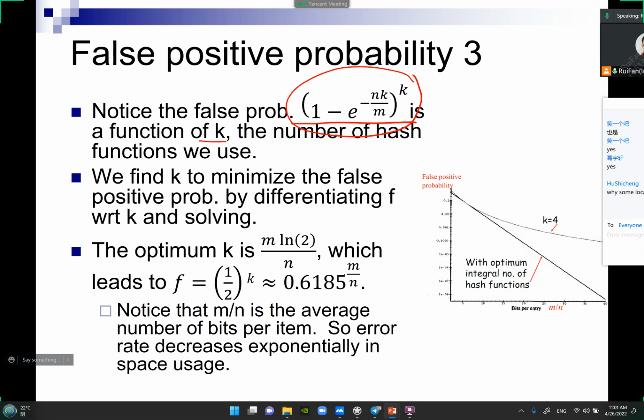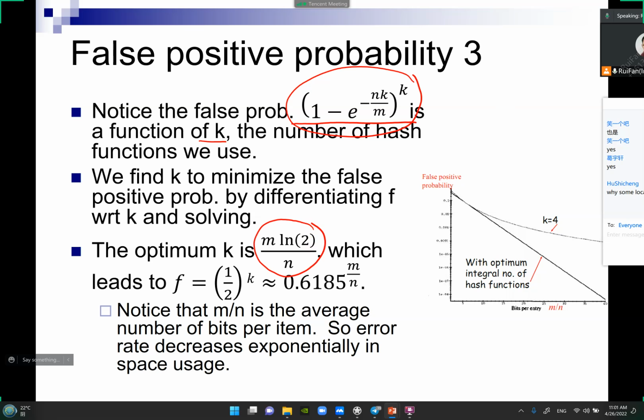To find the optimal k, all you need to do is fix n and m, and then this entire thing becomes a function of a single variable k. To find the optimal k, you can just differentiate the function with respect to k. And it turns out that the optimal k is always equal to this value.